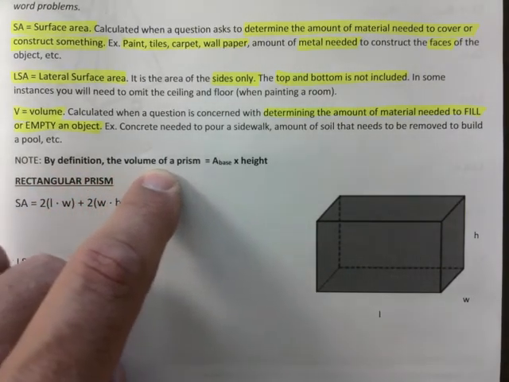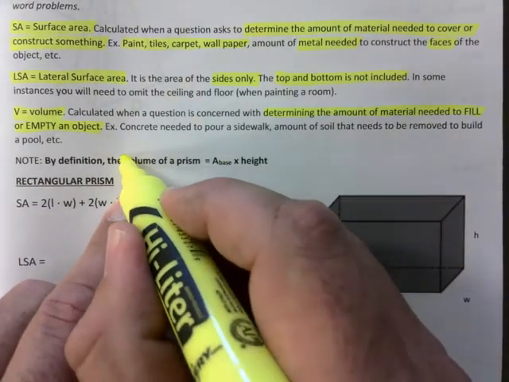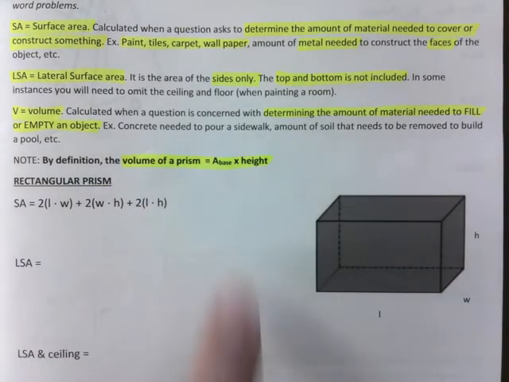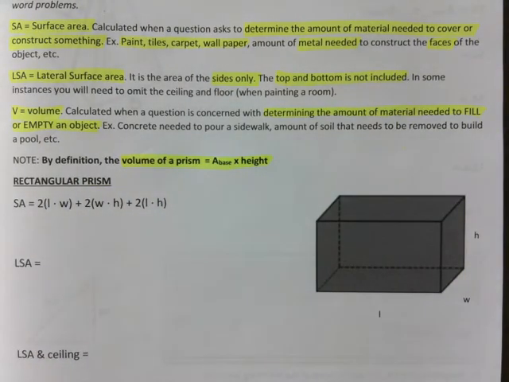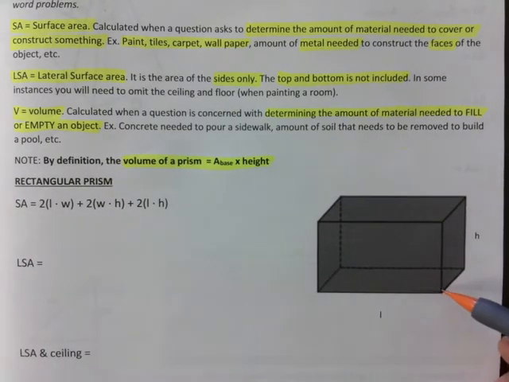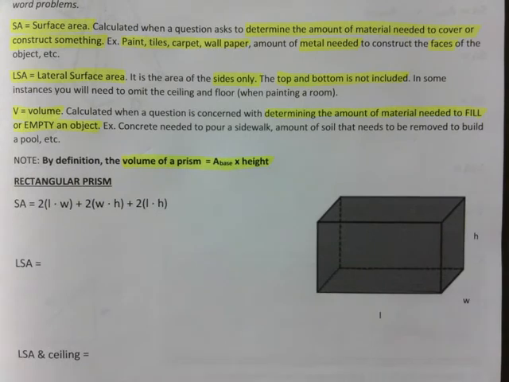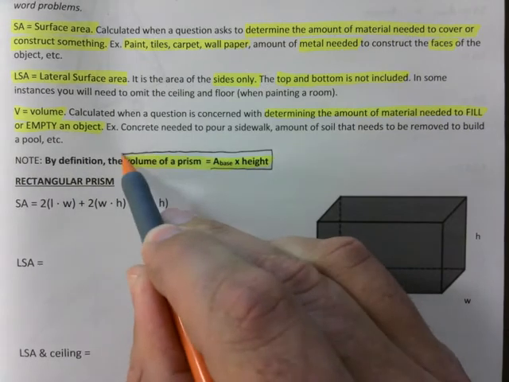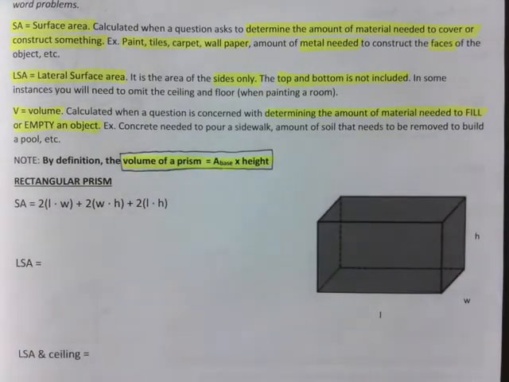Note, by definition, and this is very important, the volume of a prism is area of base times the height. On Monday, I will try to have my other software open where I show you. If this is the base here, the area of the base, and you multiply it by the height, that's the volume. It's like how many sheets of that face can you stack to fill that object. So volume of a prism is area of base times the height. That's by definition, and I'm going to draw from that later on as we go.